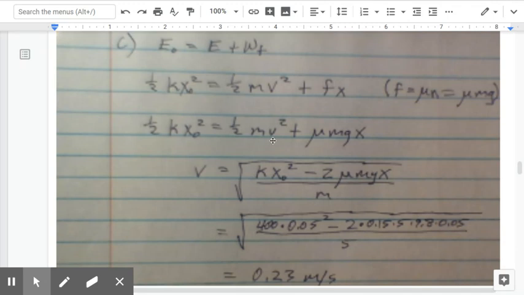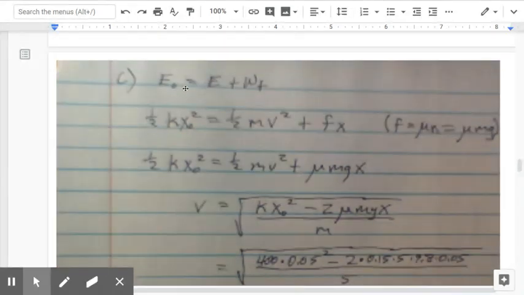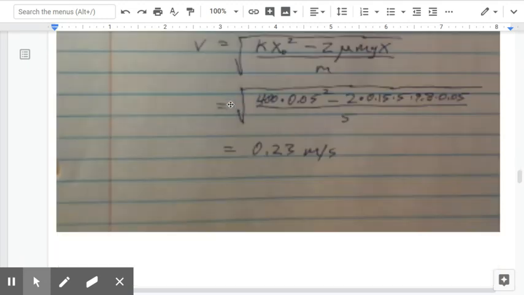And we're just going to rearrange for v. To do that, we're going to do the same thing. We are going to subtract mu mgx from both sides. We are going to multiply both sides by 2, and that'll get rid of the half here, and then it'll put a 2 in front of the mu mgx, and then we're going to divide both sides by m and take the square root. And then plugging our numbers in, as you can see here, we end up with 0.23 meters per second. So again, the key is using the energy work theorem and the idea of conservation of energy to solve these problems.